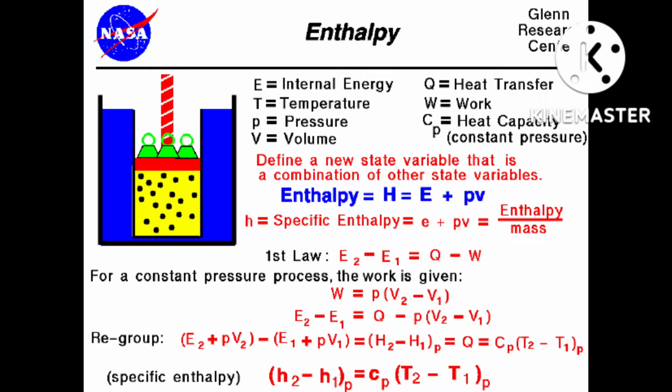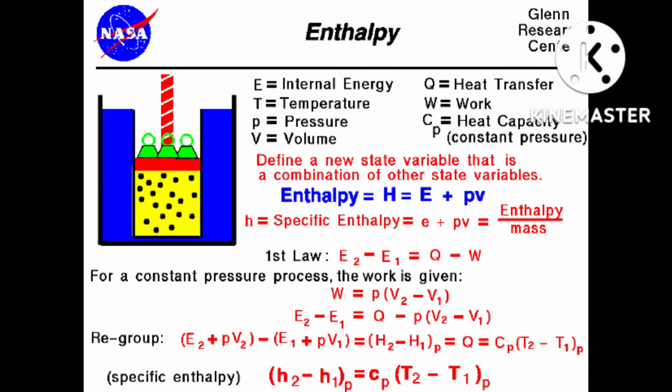H is equal to U plus PV. Don't forget, this is the new thing. H is equal to U plus PV. H is enthalpy. Now on this basis you can write that QP is equal to H2 minus H1. In the first bracket U2 plus PV2 was there, for that you have written H2, the final enthalpy, minus the initial enthalpy, U1 plus PV1, that is H1.